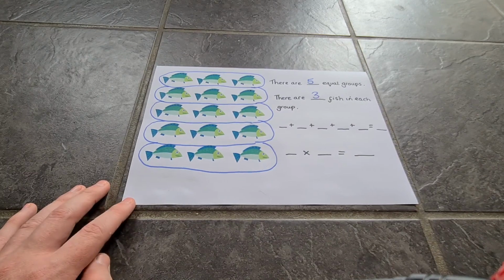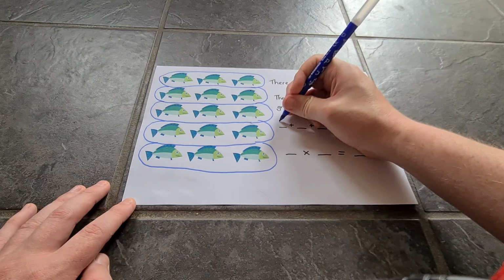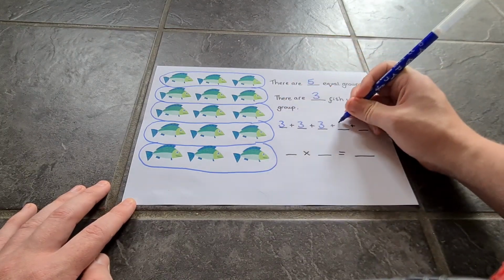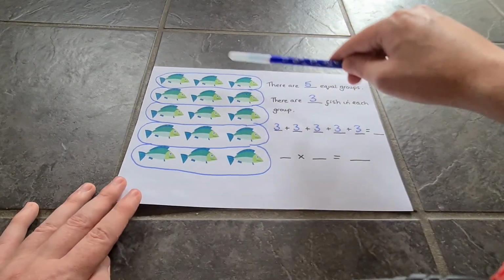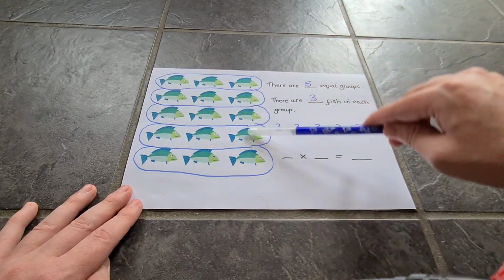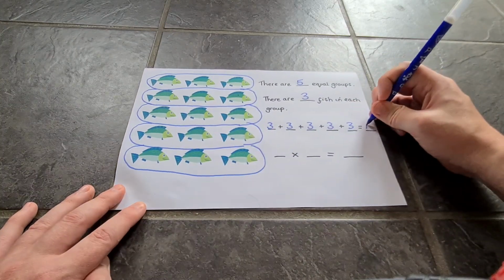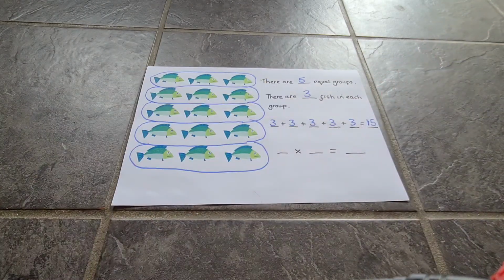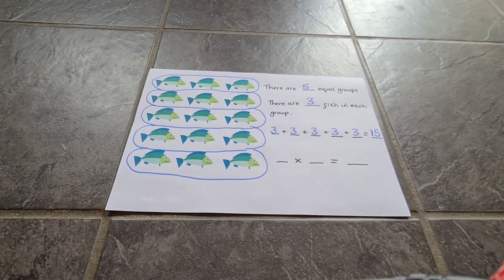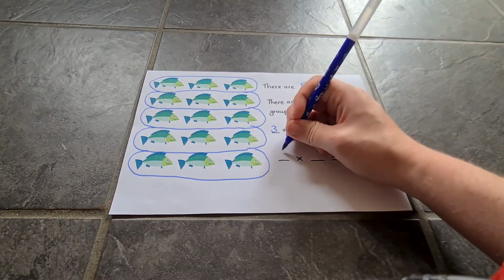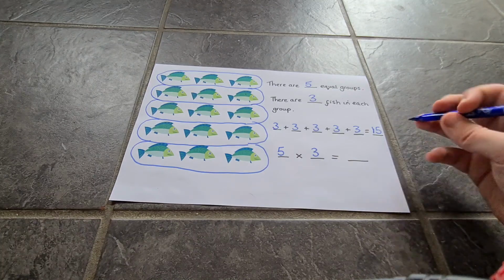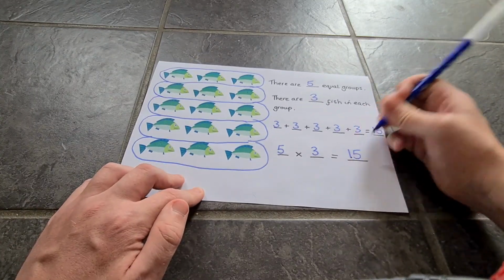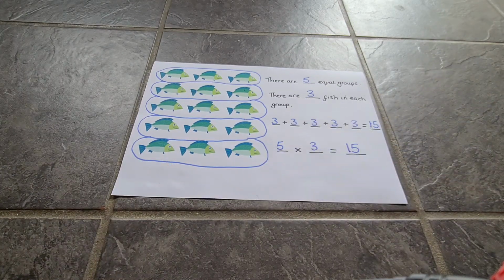So if I was making my addition number sentence, I've got 3 in each group. So 3, add 3, add 3, add 3, add 3. I've got 5 threes because there's 5 equal groups, equals 1, 2, 3, 4, 5, 6, 7, 8, 9, 10, 11, 12, 13, 14, 15. Okay. So if I want to make my multiplication number sentence, there are 5 equal groups. So there's 5 lots of 3 fish. So 5 times 3, and then the answer is 15. There's 15 fish in total. So 5 times 3 equals 15.